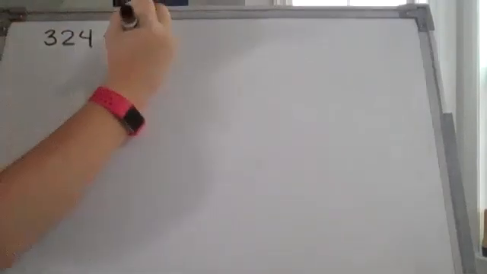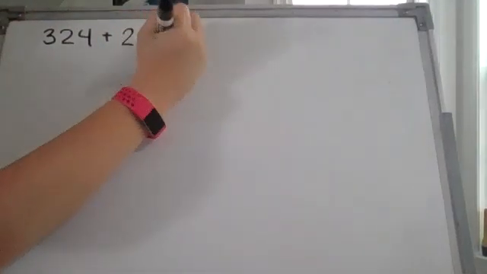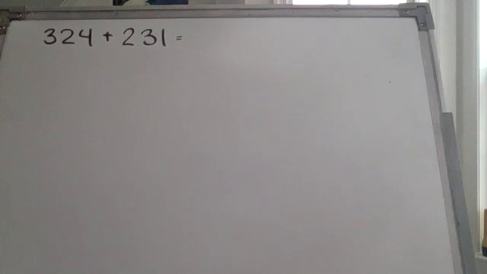Okay, so we have our numbers, and I'm going to turn my computer here again to my whiteboard. All right, so I have the numbers 324 plus 231. And it wants us to solve. It wants us to use the break apart strategy, okay? Which is one I didn't model for you in the last example, and I'm going to go ahead and do that for you now, okay?